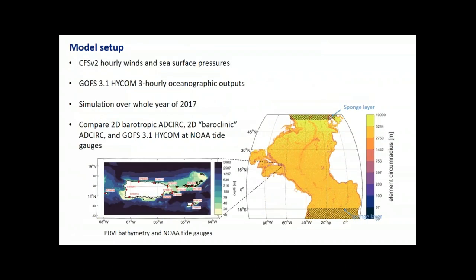So the setup is CFSv2 hourly winds over the year, 2017 in this case, GOFS 3.1 from the Navy forcing the baroclinicity, and again, all we're doing is pulling the temperature and salinity fields from them, and we'll go ahead and make the comparison. By the way, we do run a sponge forcing layer here and here, and basically, I absolutely hate boundary conditions. Boundary conditions have been the bane of my existence, so I'd like to get rid of them forever.